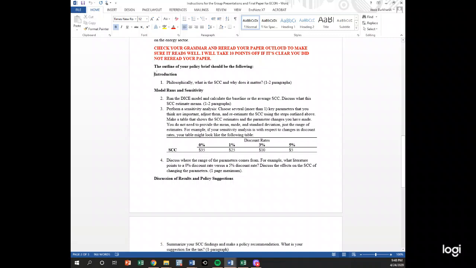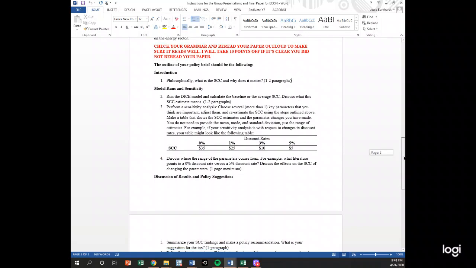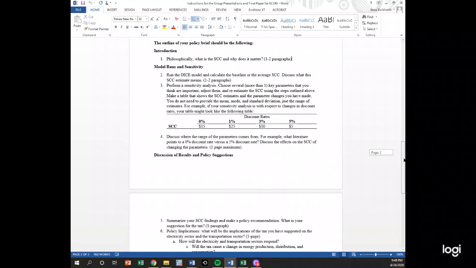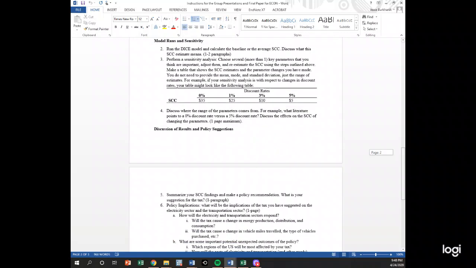Okay, so 1 to 2 paragraphs on the philosophy of the social cost of carbon. Why does it matter? This could be showing the graph of the private marginal costs and the social marginal costs, and or just generally why we should internalize externalities. However you think you want to describe why the social cost of carbon is important.